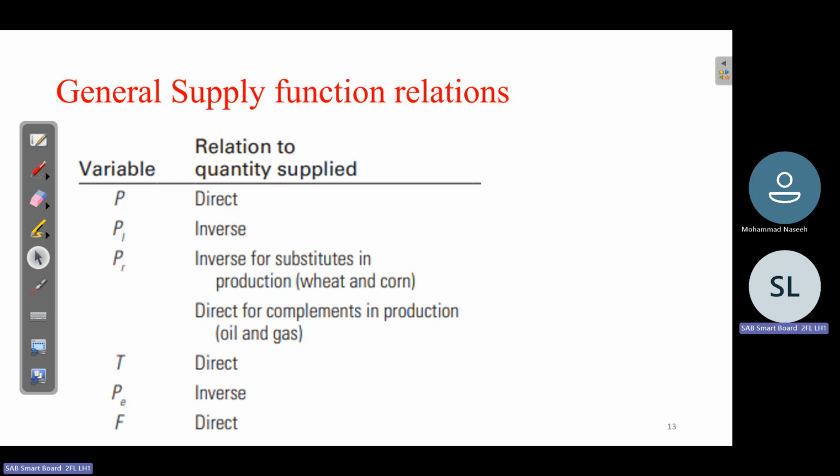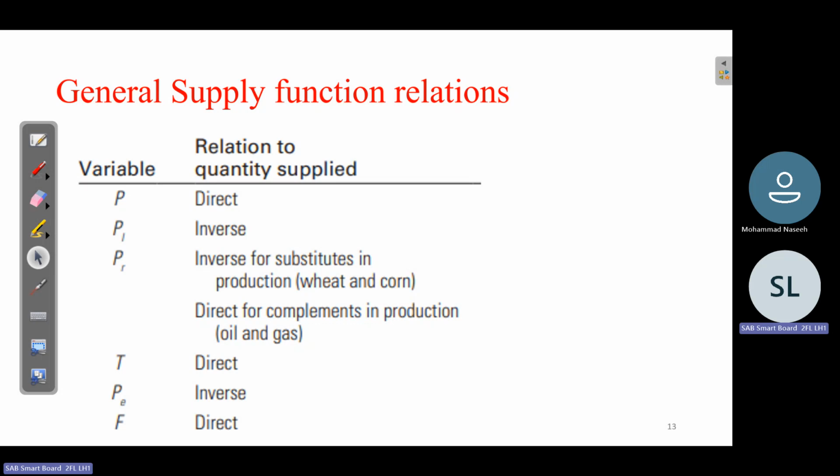The last two. Price of related products. Price of related products is also here. You need to understand that the price of related products on the demand side is different from the price of related products on the supply side. What is the difference? Previously, it was price of related products in consumption. Here, it is price of related products in production.